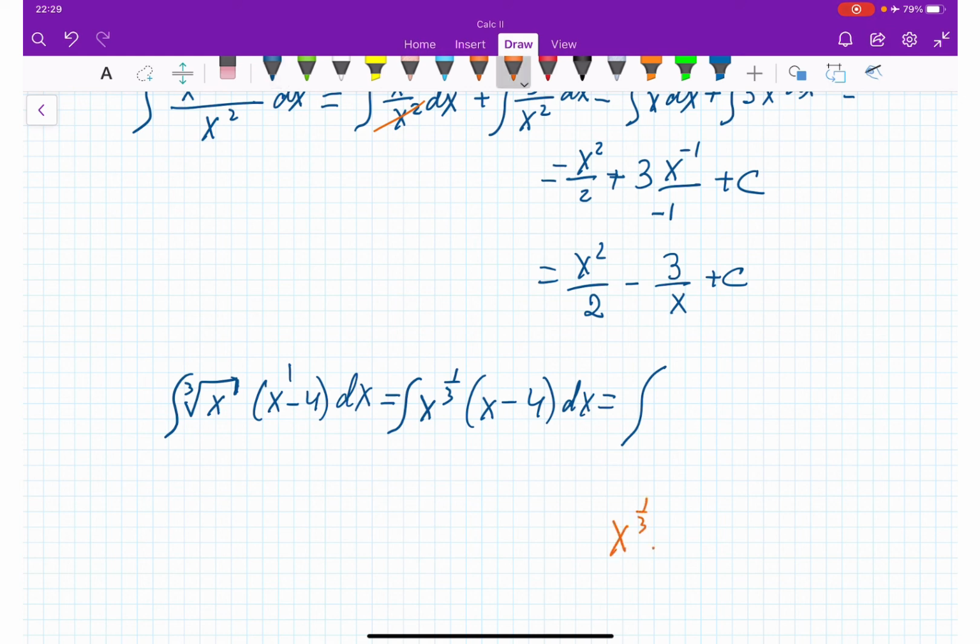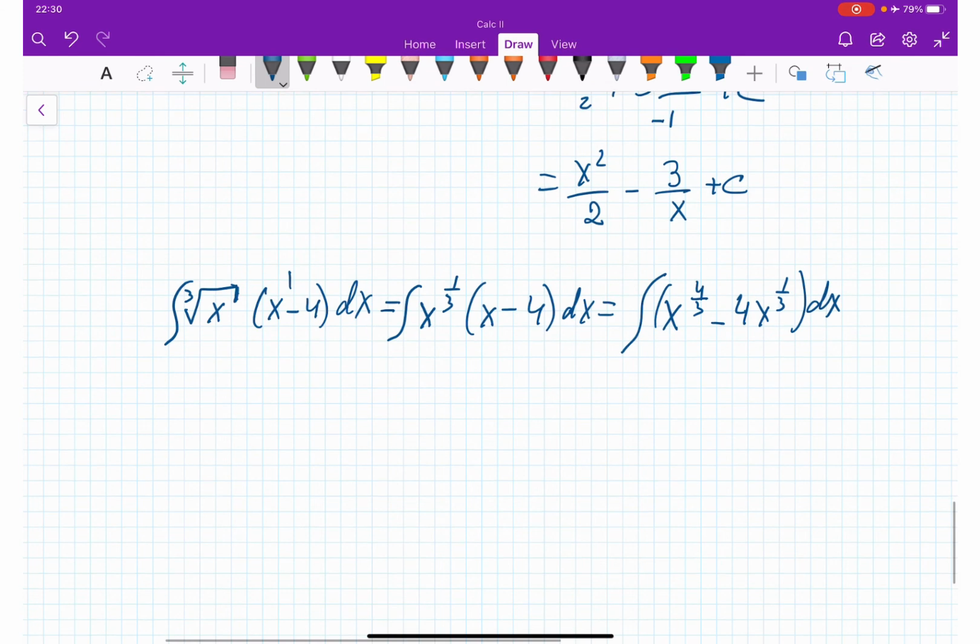X to 1/3 times x to 1. It's going to be x to 1/3 plus 1. It's going to be x to 1 and 1/3, which is x to 4 over 3. Yes? Okay. So we have x to 4/3 and then minus 4 and x to 1/3 dx.